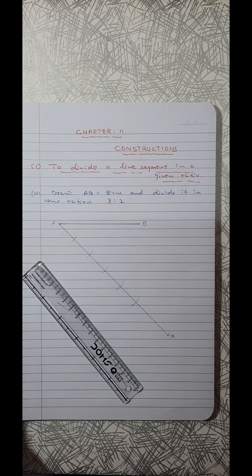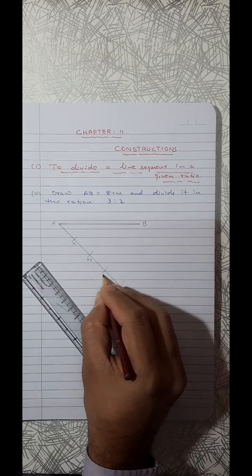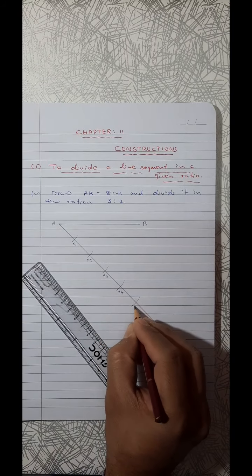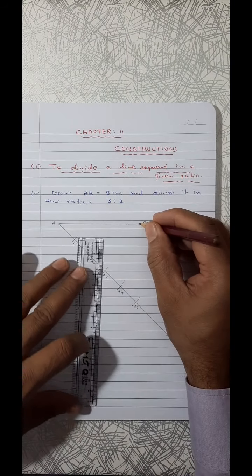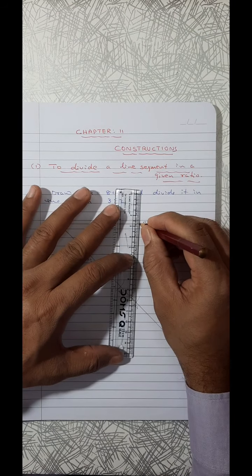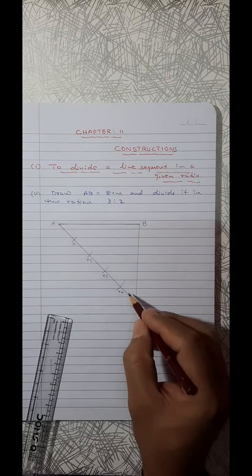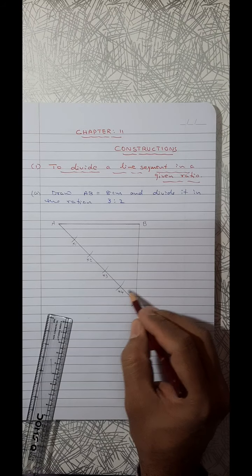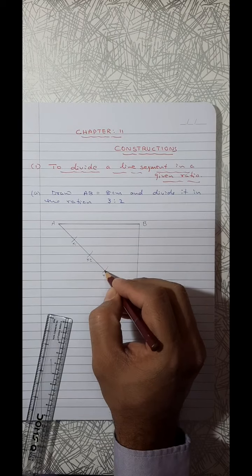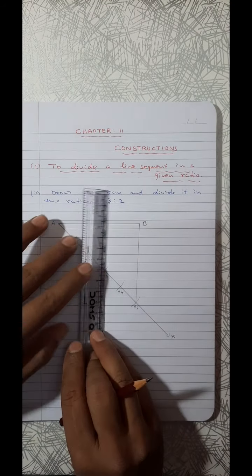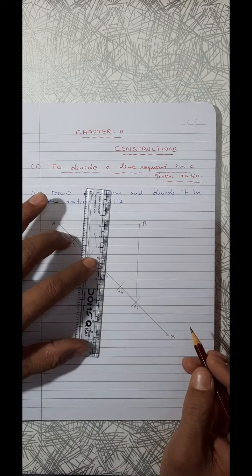Let it be x1, this point x1, this point x2, x3, x4, x5, x5 means this point. Join B to x5. So we have an angle here. We have to copy this angle at 3. 3:2 I need. So at x3 I have to copy this angle. That means I have to draw a line like this. This angle has to be copied.